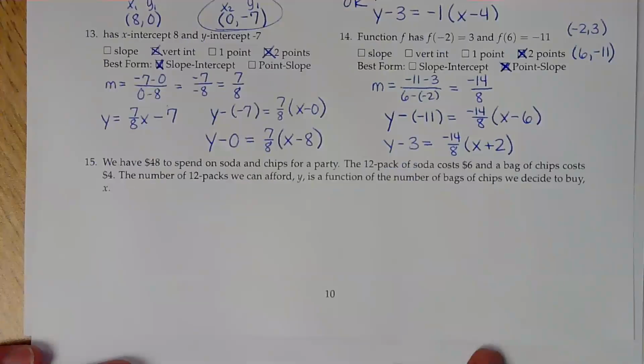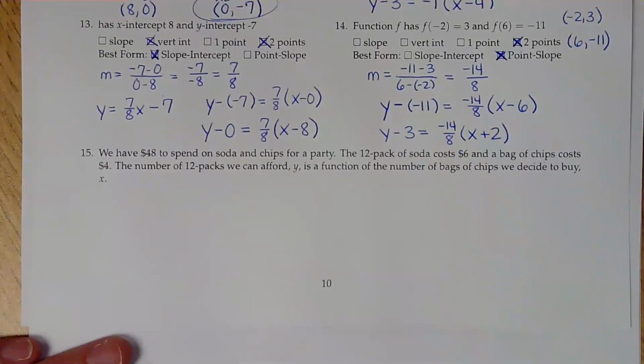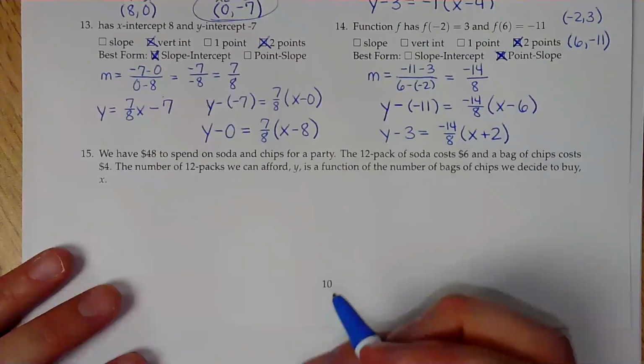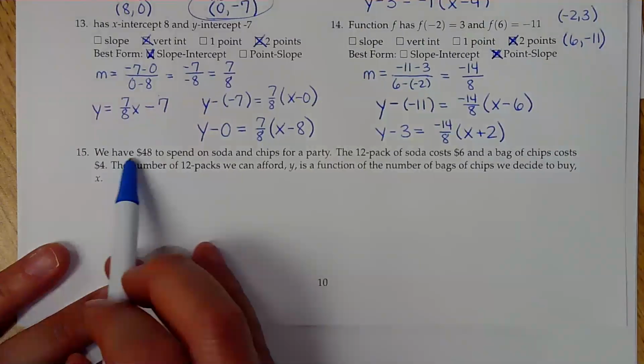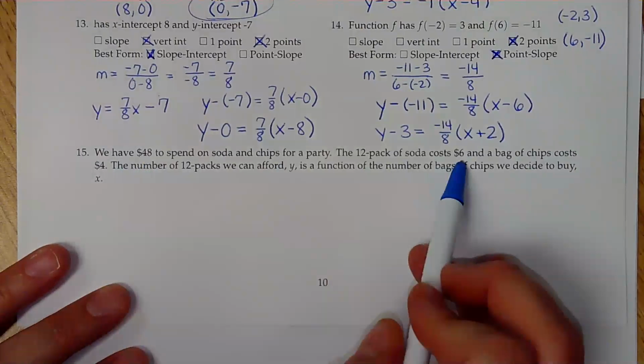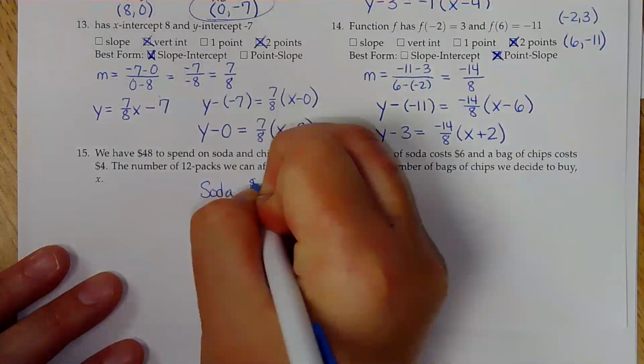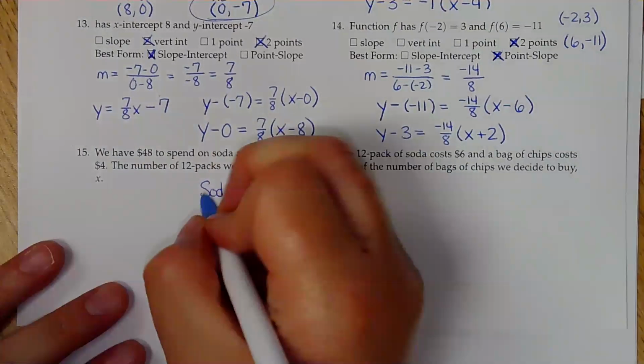I want to do one last one here. This one's a word problem, and we're still going to do the same thing, though. We're going to get our information out of there, and we'll turn it into a function. So we have $48 to spend on soda and chips. A 12-pack costs $6. So my soda is $6. And a bag of chips costs $4.